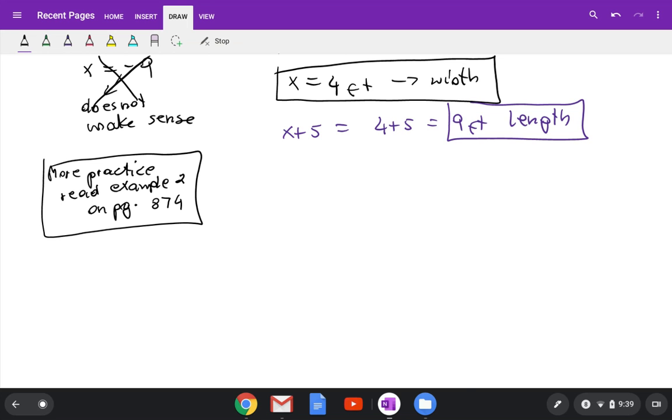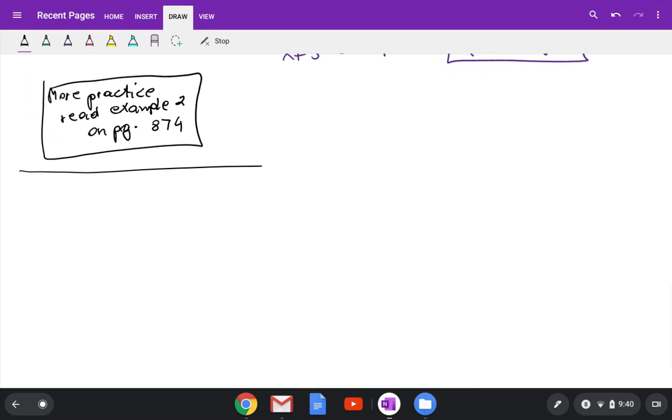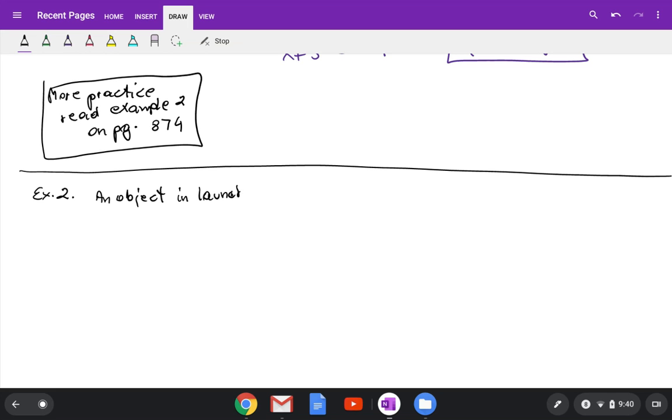Next one, I want to talk about example 2. Okay, so application of quadratic equations. While we're learning quadratic equations, we can solve problems like this. So let me give you example 2. We're talking about an object. So we have an object launched into the air from the ground.